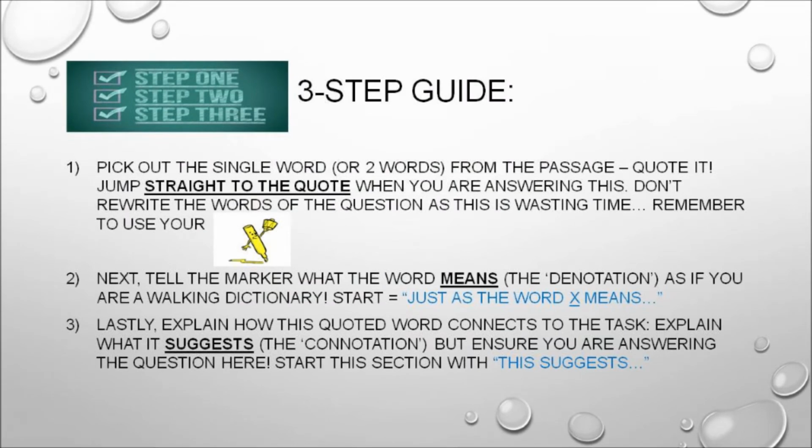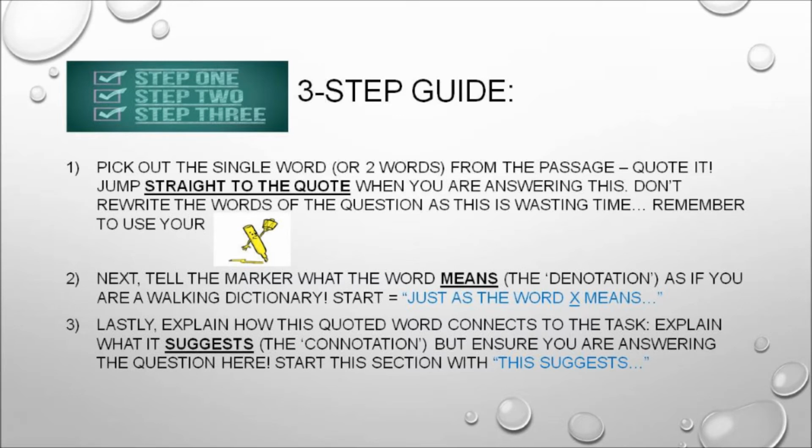There's a 3-step guide to answering these questions. Step 1. Pick out that word from the passage. Now, it's called word choice, not words choice. So generally speaking, you're looking for 1 word, but it could be 2 together. Okay, but no more than that. So the first step is just quote it. Go straight to that quote. Don't bother rewriting the words of the task. That's wasting time. So if you've got your highlighter, remember to highlight the key word of the task. What kind of quote am I looking for? That's what you're trying to find.